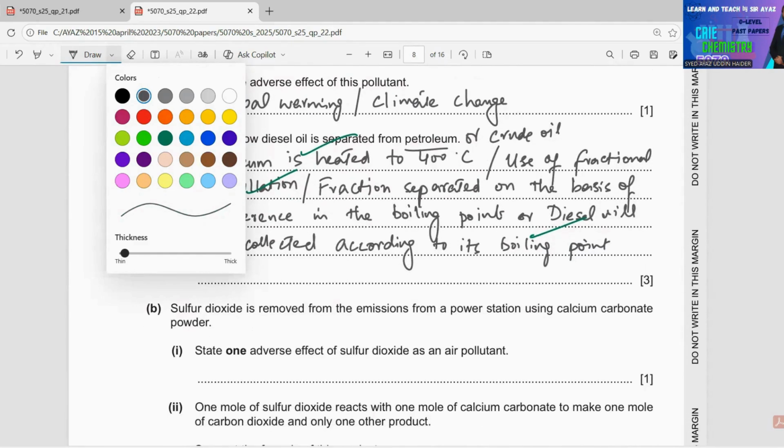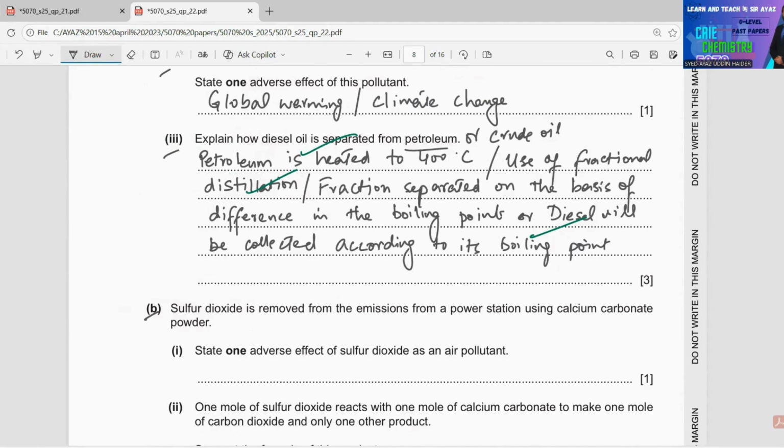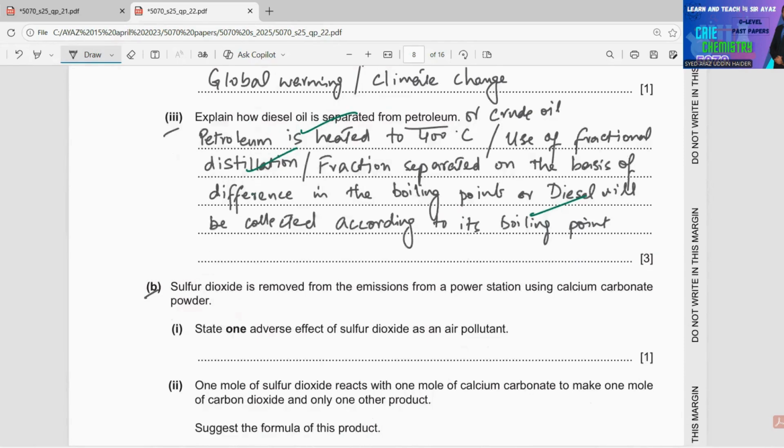Part B, sulfur dioxide is removed from the emissions from a power station using calcium carbonate powder. Stage 1, adverse effect of sulfur dioxide as an air pollutant. Sulfur dioxide, it's an acidic oxide. So acidic oxides, you know that, are responsible for acid rain.